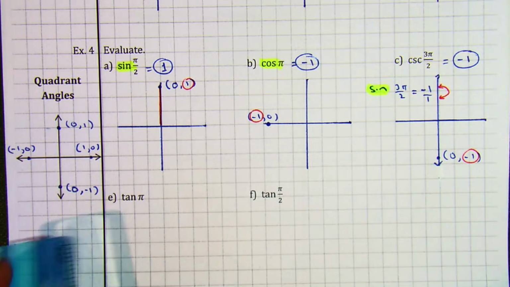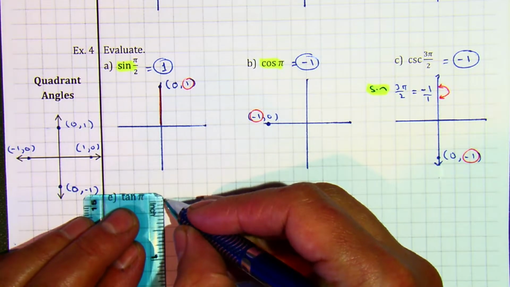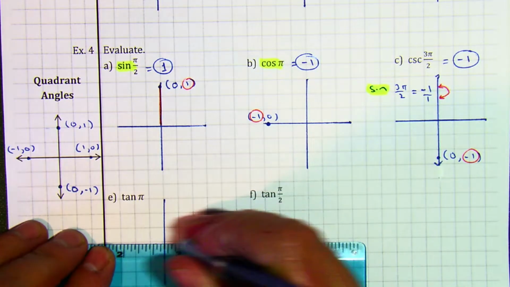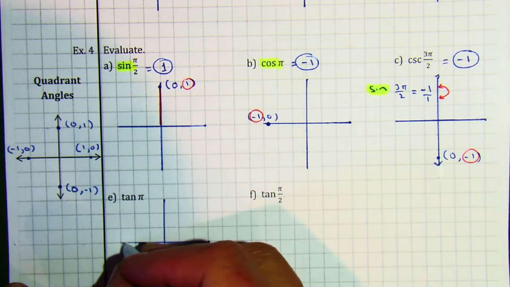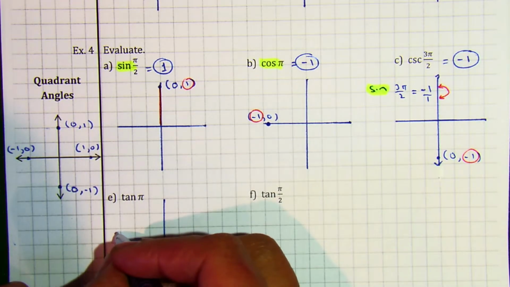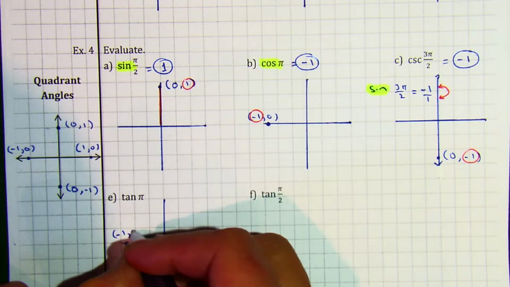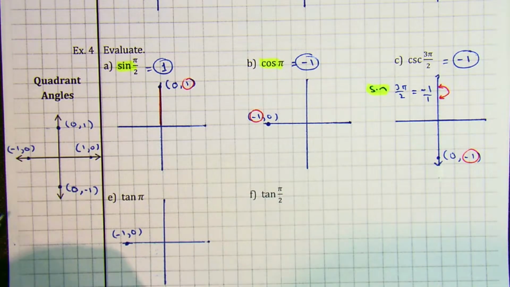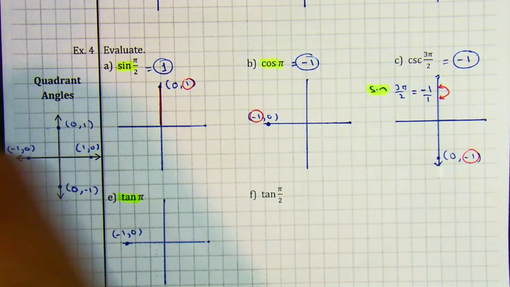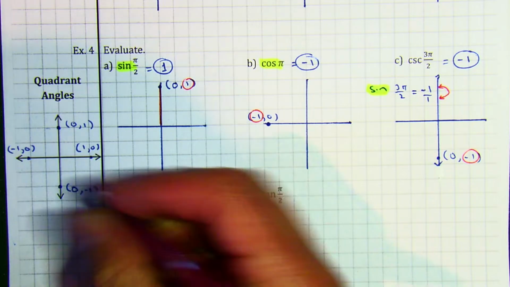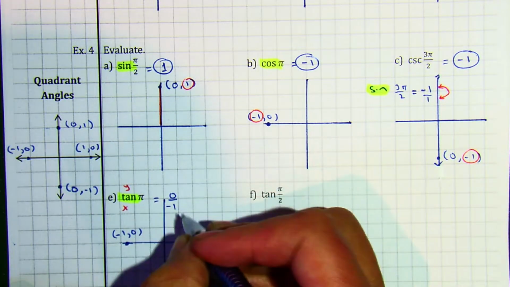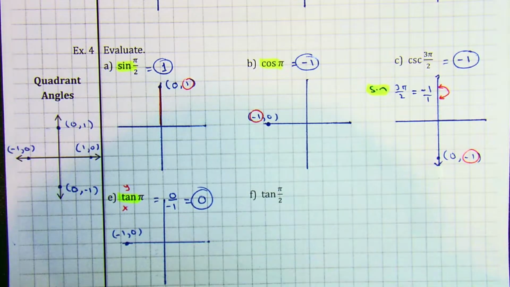Now, for tangent of pi, let's go and make an x and y axis. Pi is located here. The location of that point is negative 1, 0. Tangent is x or y? Well, tangent is y over x. The y value is 0. The x value is negative 1, which gives 0.